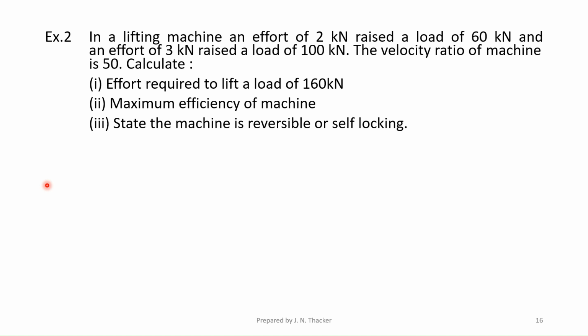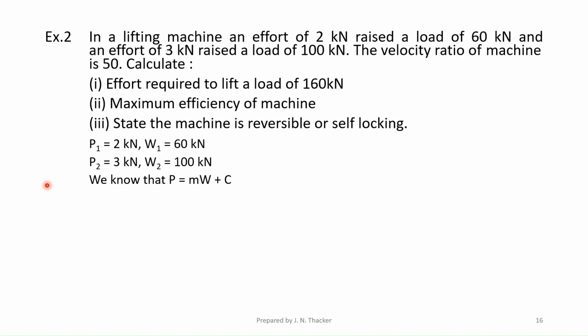So what we need to do is, first we need to derive the law of machine. The law of machine is not given here. We need to derive that. We will do it with the help of these two cases. So we know that P1 is 2 kilonewton, W1 is 60 kilonewton, P2 is 3 kilonewton, W2 is 100 kilonewton. Now the law of machine is P is mW plus C. Now I'm putting these four values as two equations here.